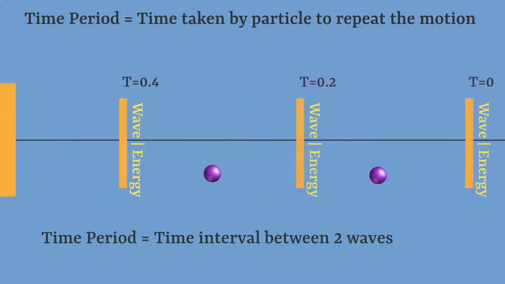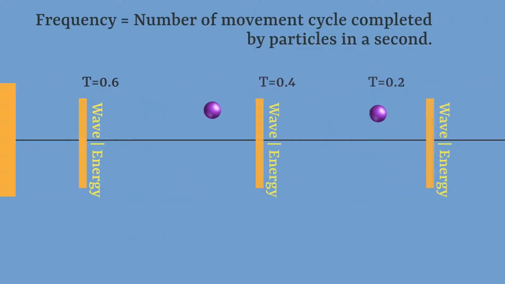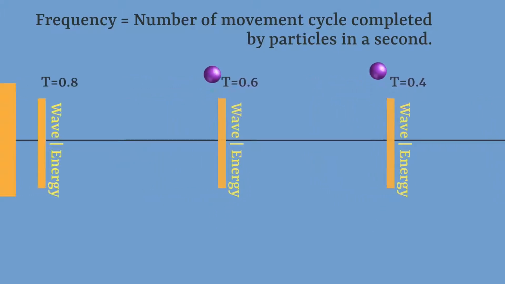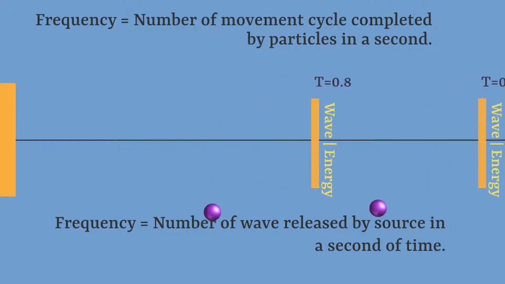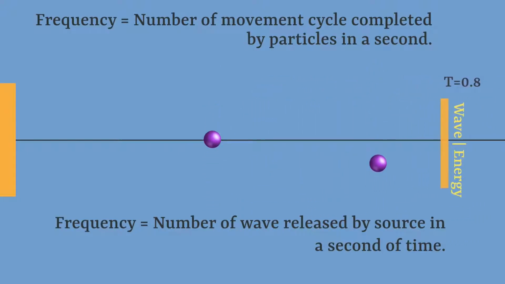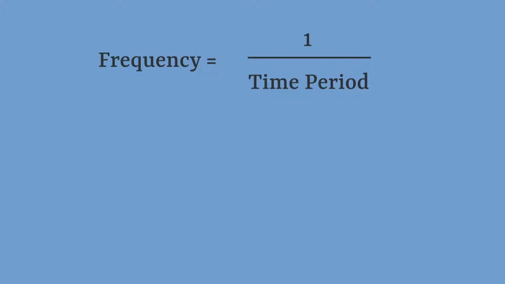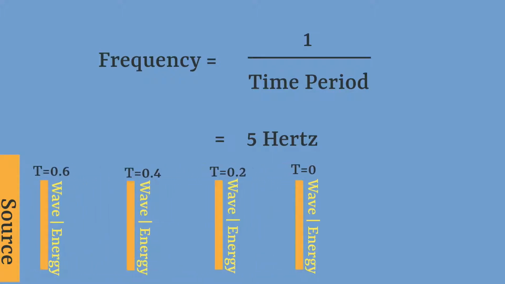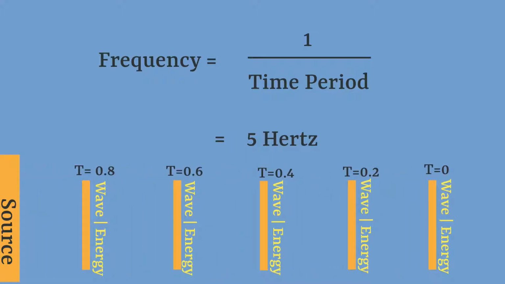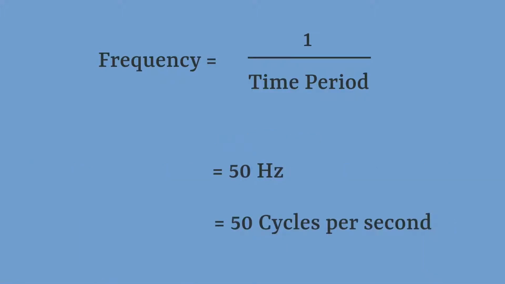On the other hand, frequency is defined as the number of movements completed by a particle in a second of time, which is also equivalent to the number of waves released by the source in 1 second. Mathematically, frequency equals 1 by time period. In the current case, the frequency is 5, because in a second of time, the particle completed 5 full movements, and 5 waves are released by the source. Frequency is measured in hertz. If a wave has frequency 50 Hz, it means that the source is releasing 50 waves in a second.